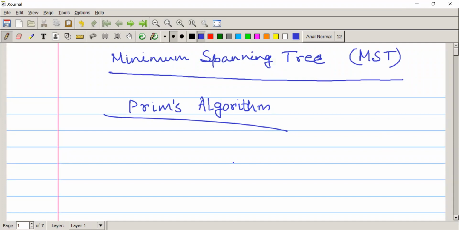Suppose this was some given graph. Hello. Yes, you are audible. Someone is telling me something, or it is the background noise. Hello.